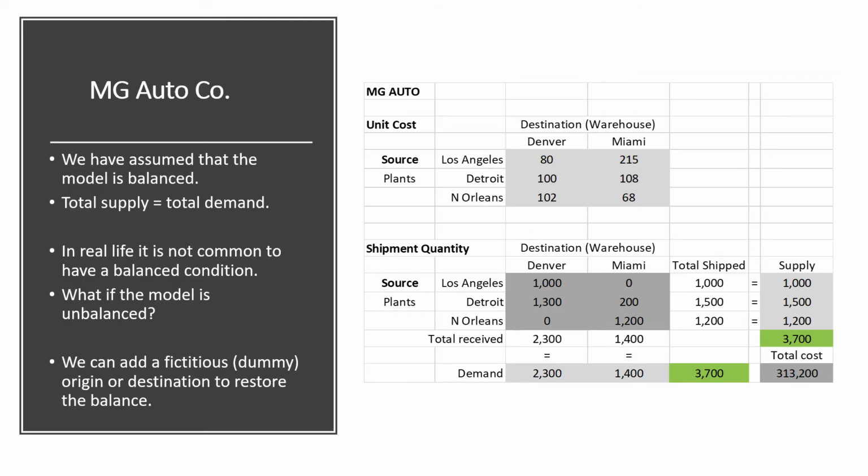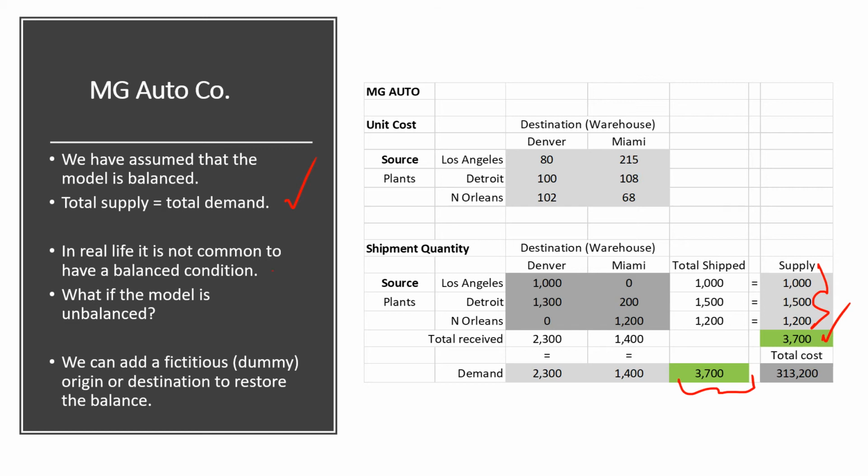Now let's go over another example, the MG Auto Company. Here we have assumed that the model is balanced. That means total supply is equal to total demand. So my supply is from 3 different source plants, and my total supply is 3,700, while my demand is 2 warehouses. My total demand is 3,700, so it's balanced.